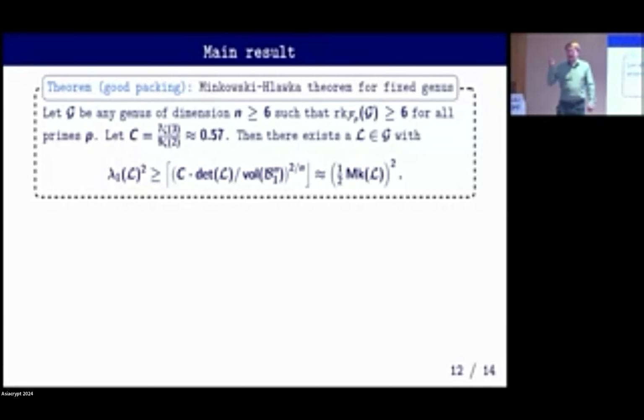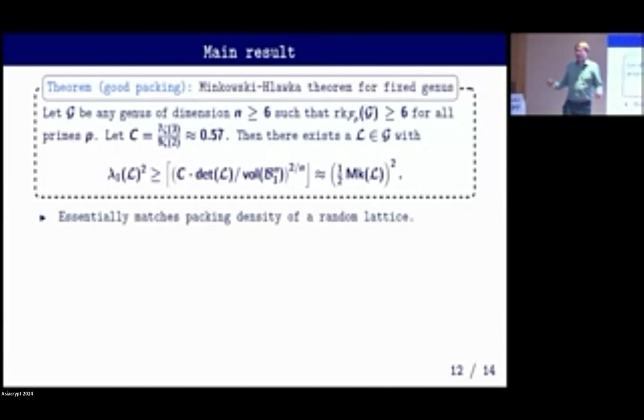Then we show that there exists a lattice in this genus where the first minimum is at least half times this Minkowski bound. Note that if this constant c were 1, we would get precisely the Minkowski-Hlawka theorem, and here it's slightly smaller, but it's within a factor of 2 to the power 2 over n, so that completely disappears once you increase your dimension. So this essentially matches the packing density of fully random lattices without this constraint on the genus.